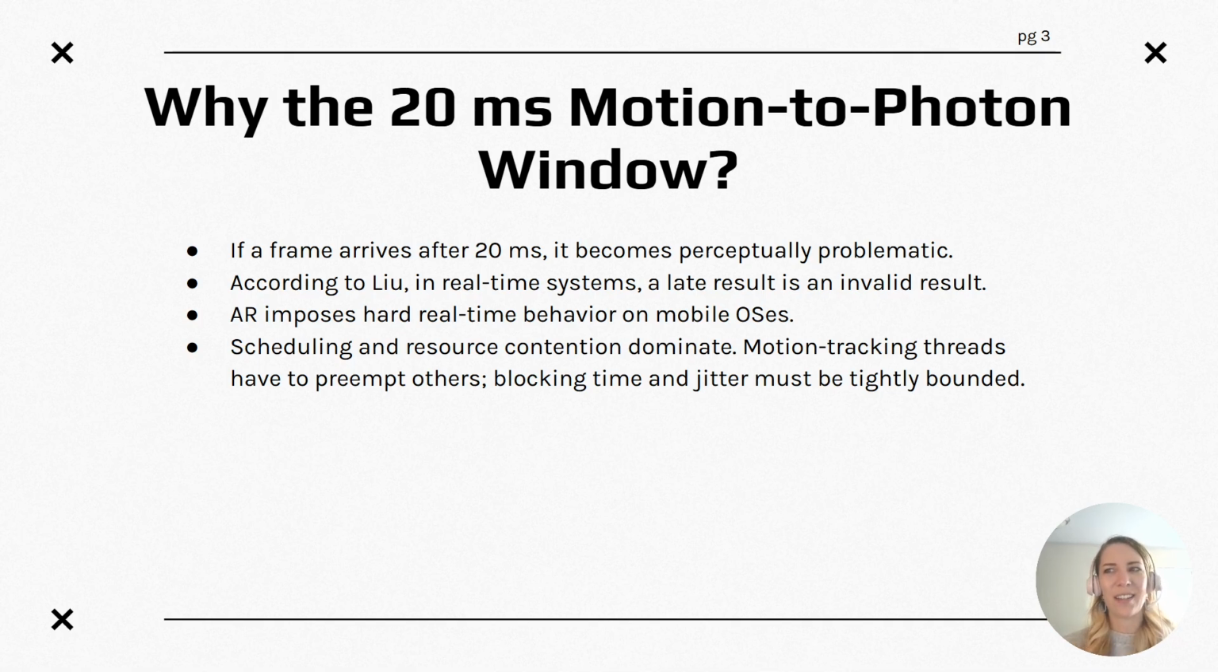Why the 20 millisecond motion to photon window? Where does this number come from? Basically, human perception. Our brain can't really track something above that, so that's kind of where this number came from. And we don't really have a good experience with augmented reality if it's above this window, which basically makes it like there's real time behavior on mobile operating systems.